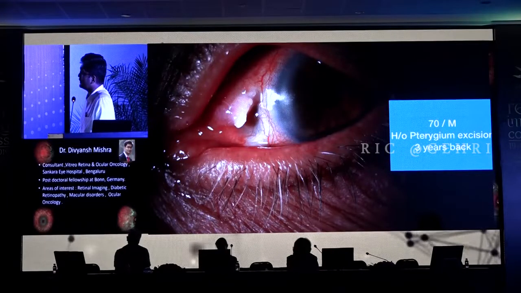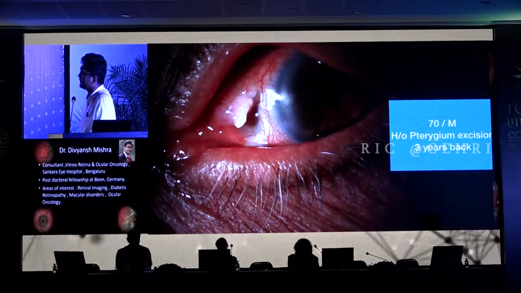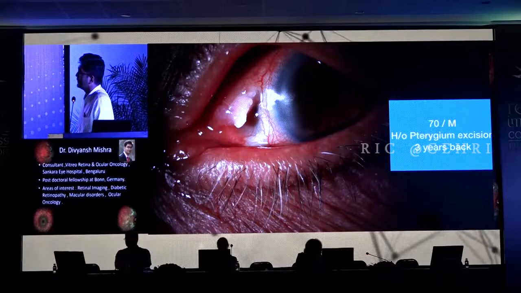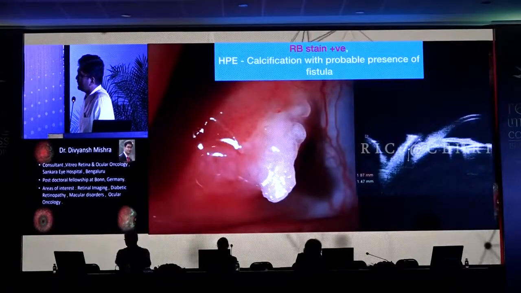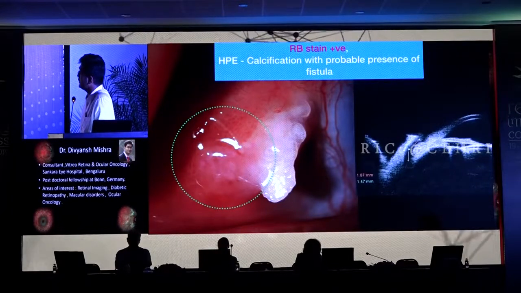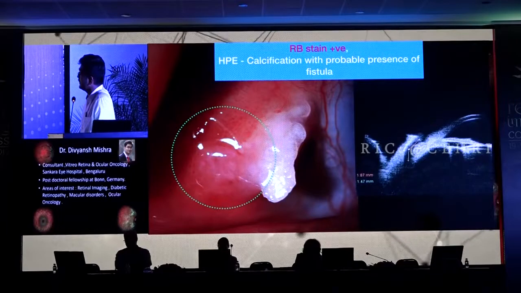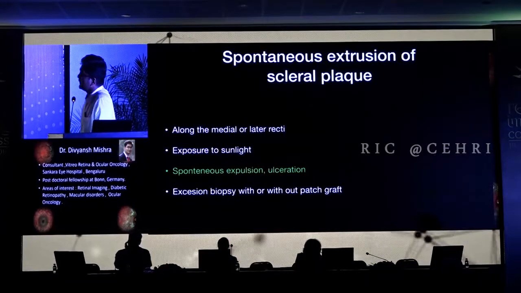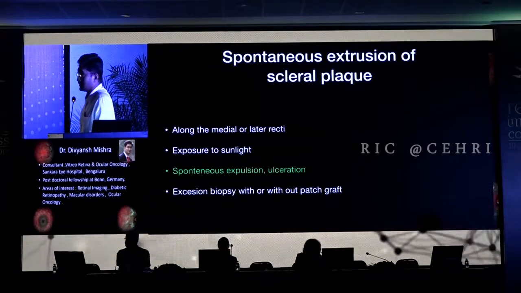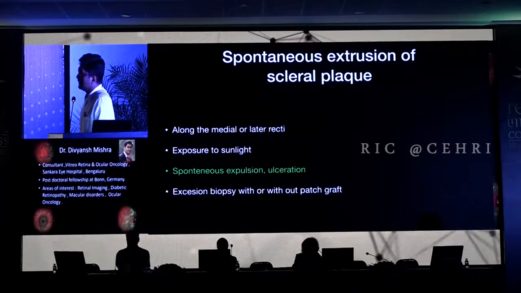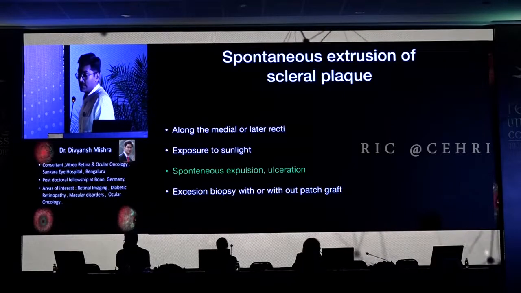A very interesting case. Surgery was done probably around 3 years back for a pterygium excision, and this kind of presentation. This is obviously a tumor, I don't know why it is not, because as you can see over here, Rose Bengal stain is also positive. And UBM was showing some kind of a connection between this lesion and the retina. But it showed up as a hyalinized and calcific mass. So this is a spontaneous extrusion of a scleral plaque, which is common after surgeries, some kind of a scar. It is not a malignant lesion, it's a benign lesion. Thank you.